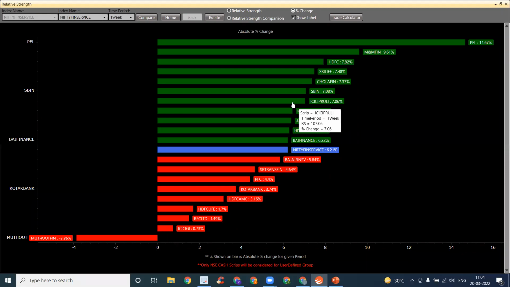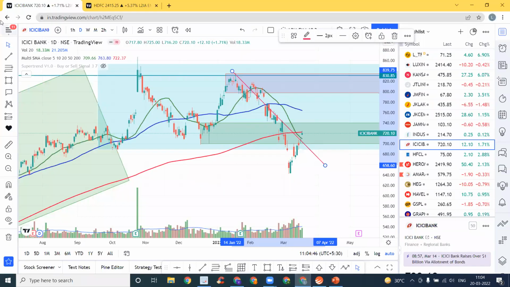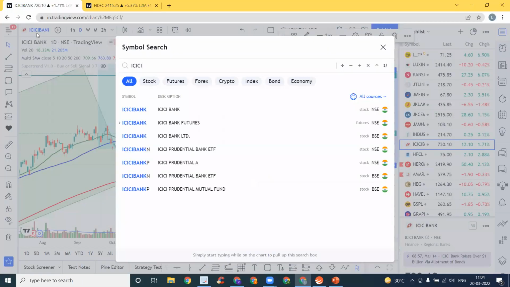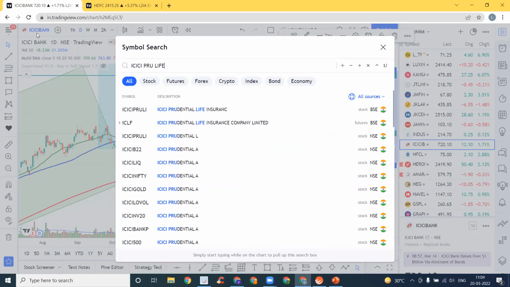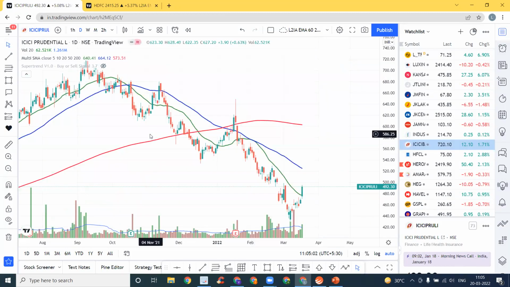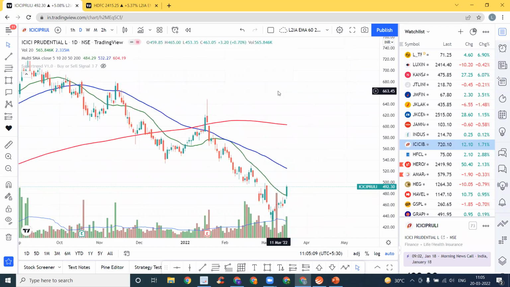Then ICICI Prudential Life. Okay, let us see some of the insurance stocks, how well they are placed. We'll see ICICI Pru Life. And I'm holding all three of them and I'm finding it difficult to take a decision whether I should remove some of them. Currently, all these insurance stocks are not doing well. In the COVID period, we used to think that the insurance stocks would do very well.